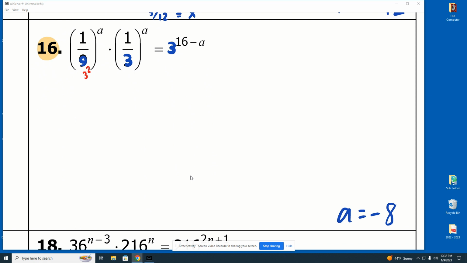Negative exponent, right? So that's going to become 3 to the negative 2. And don't forget there was already an a up there. So we can go ahead and distribute that. And that gives me 3 to the negative 2a. You with me on that?